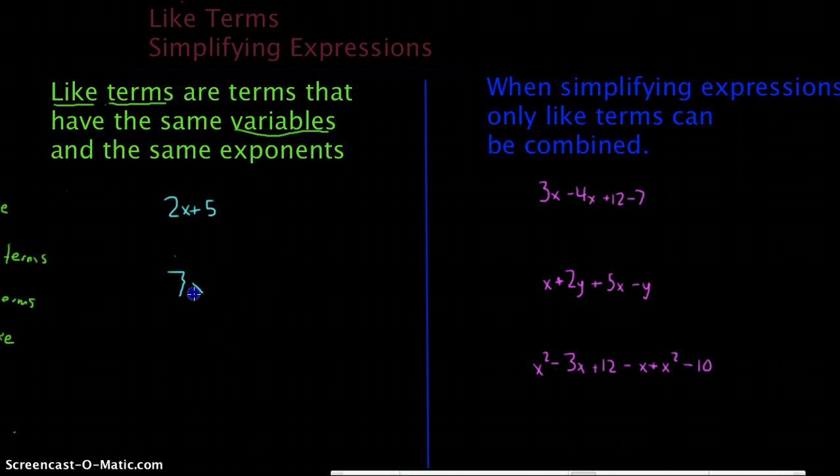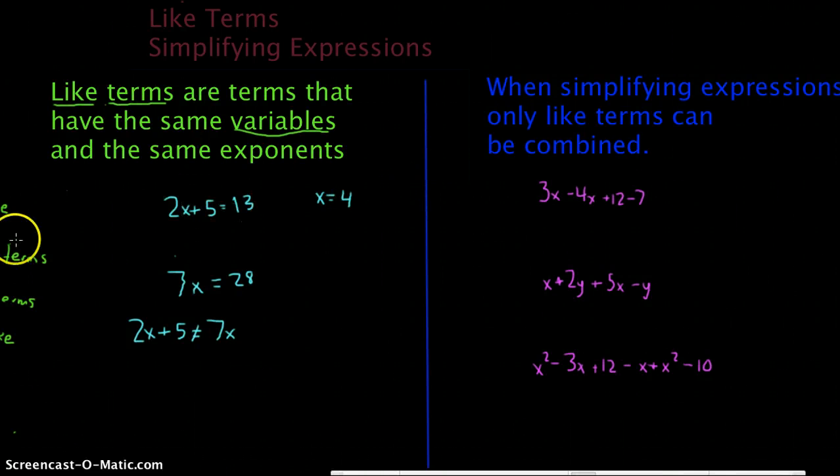Well, let's say now that x equals 4, right? Well, this expression then becomes 2 times 4 is 8, plus 5 is 13. Okay? This expression, 7 times 4, is 28. So we can clearly see from this that 2x plus 5 does not equal 7x.